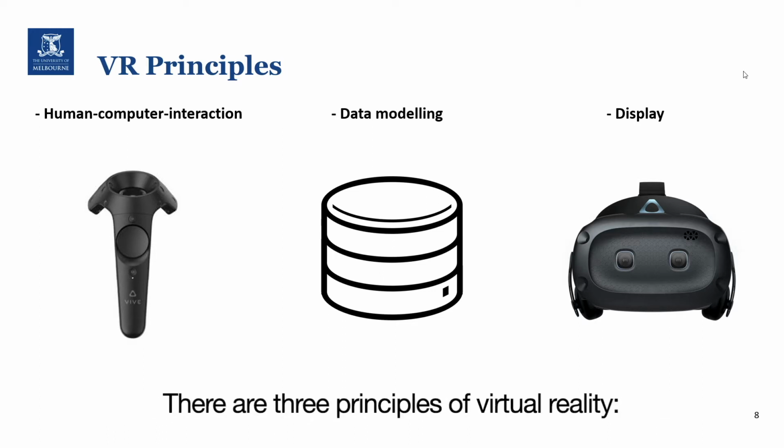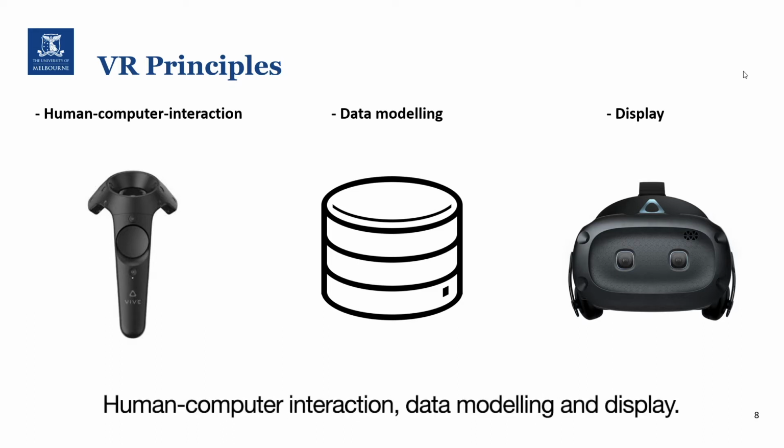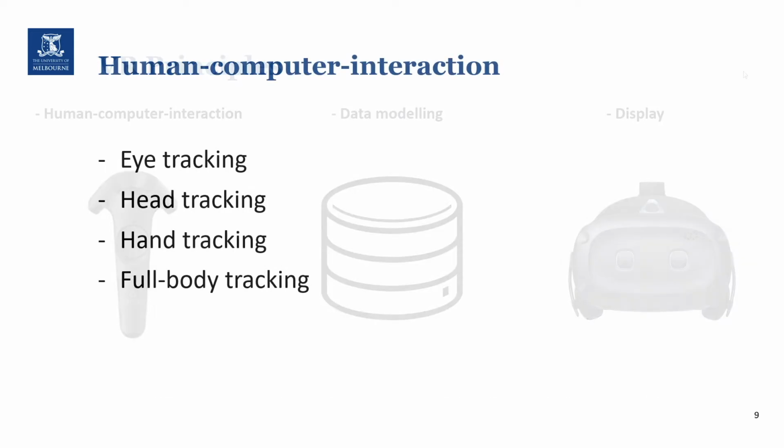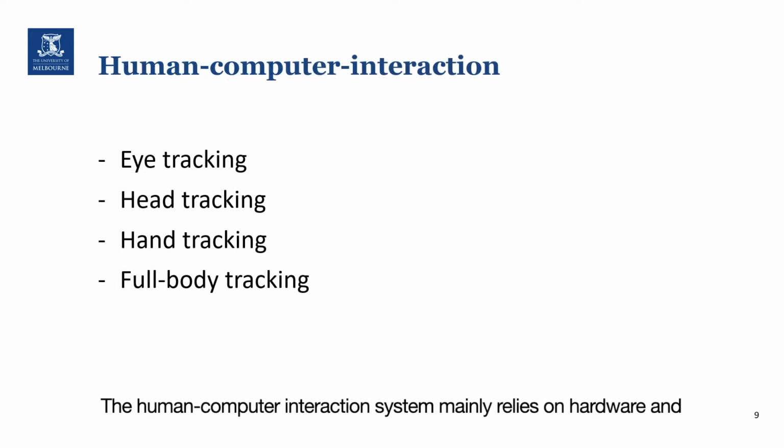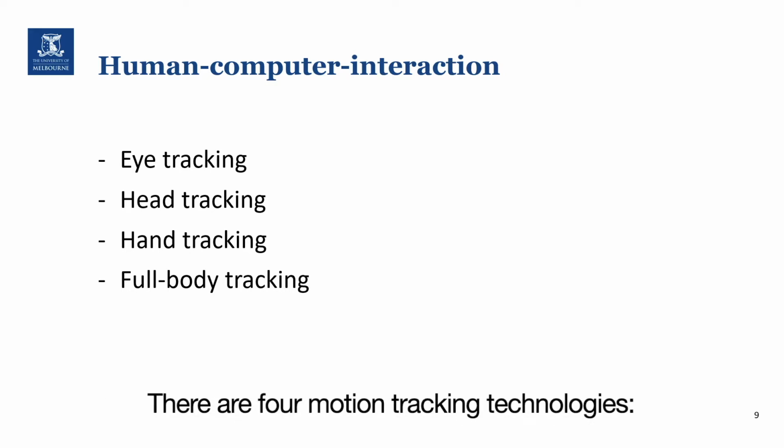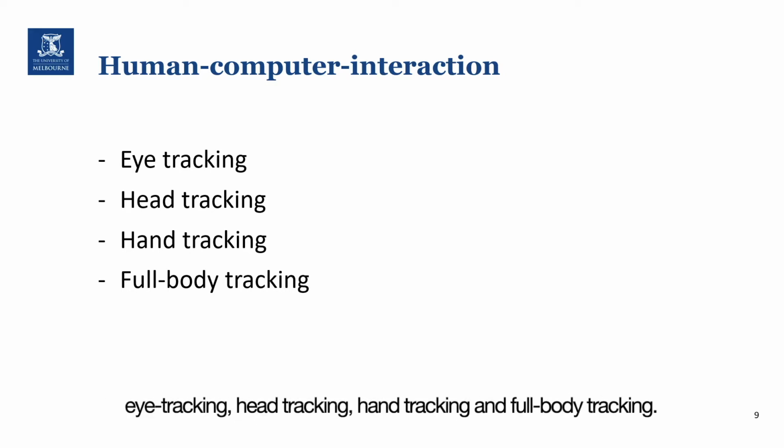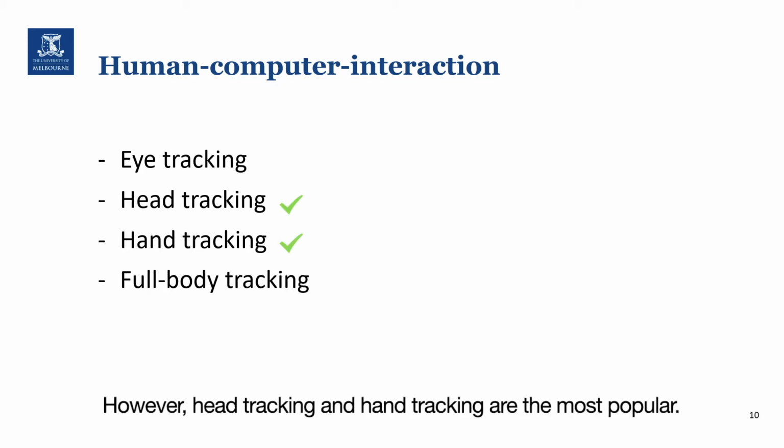There are three principles of virtual reality: human-computer interaction, data modeling, and display. The human-computer interaction system mainly relies on hardware and captures the user's actions in real time as the input data of the VR system. Motion tracking technology is the core of human-computer interaction. There are four motion tracking technologies: eye tracking, head tracking, hand tracking, and full body tracking. However, head tracking and hand tracking are the most popular.